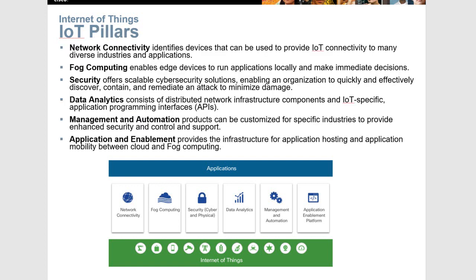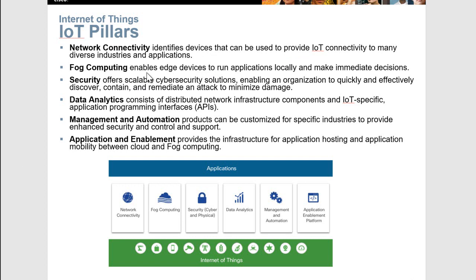Here we have the 6 pillars of Internet of Things. The first one being network connectivity, which is basically how you or a company, an industry, connects to the network. Is it access points, switches, firewalls, routers? How do you connect to the network? Basically identifying devices that can be used to provide Internet of Things connectivity to many diverse industries and applications. So all things that provide you network connectivity.